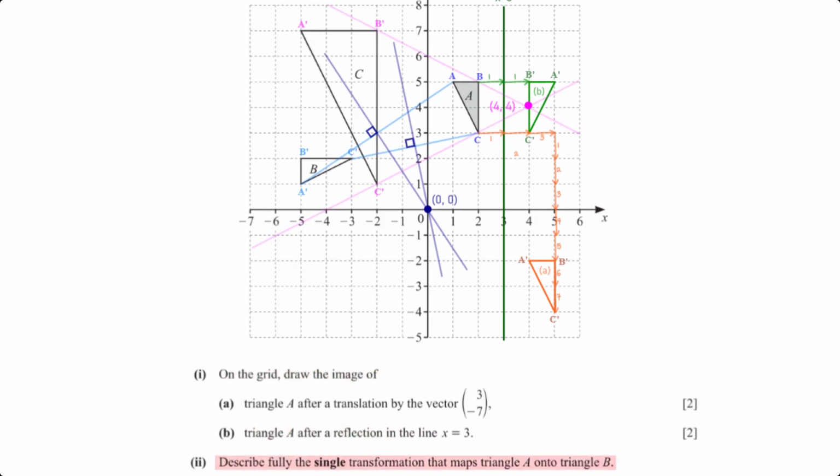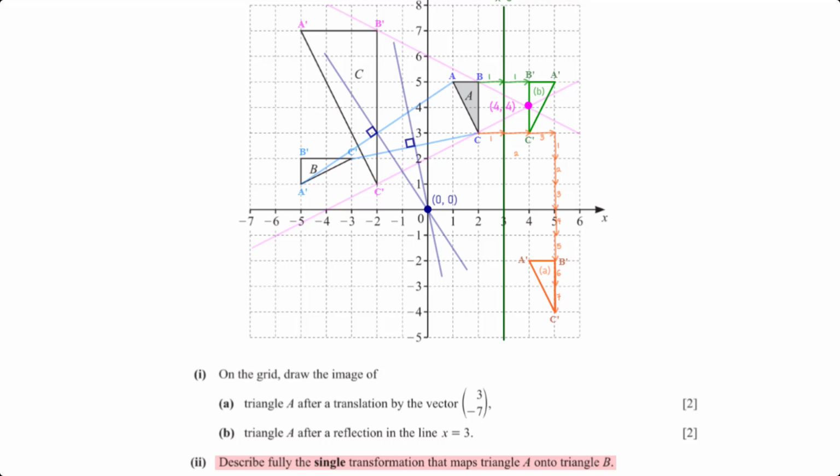Describe fully the single transformation that maps triangle A onto triangle B. When we look at triangle A and its image triangle B, we can tell straight away that this is a rotation 90 degrees in the anti-clockwise direction. So now we need to identify the center of rotation.